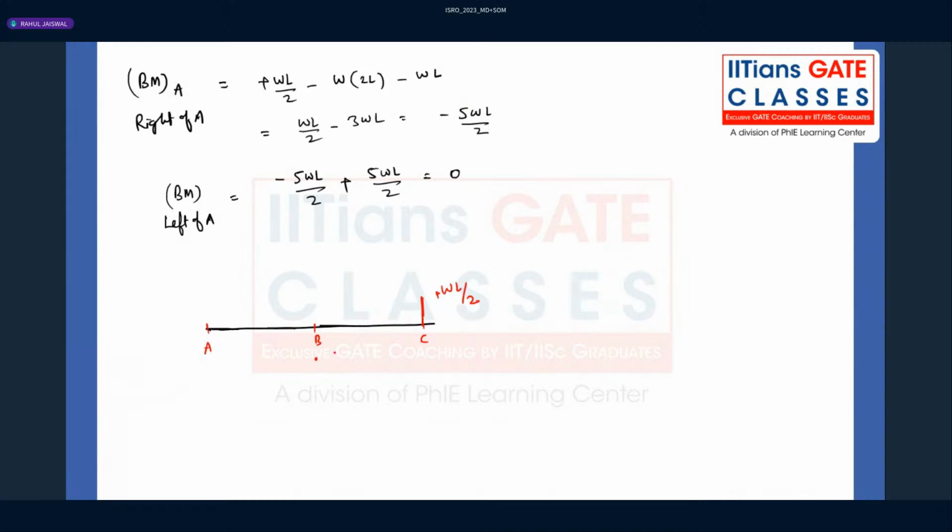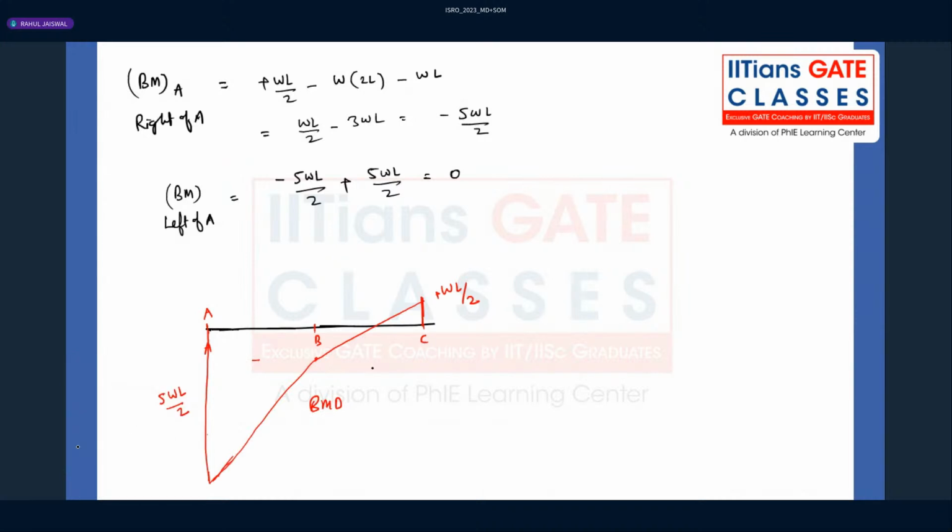Then at point B we have a negative value, this particular value. Then further, at point A we have 5WL by 2. See, here at point A we have 5WL by 2, but we have to draw it with a different slope. This particular value is nothing but 5WL by 2. Right. So that's how you will get the bending moment diagram.